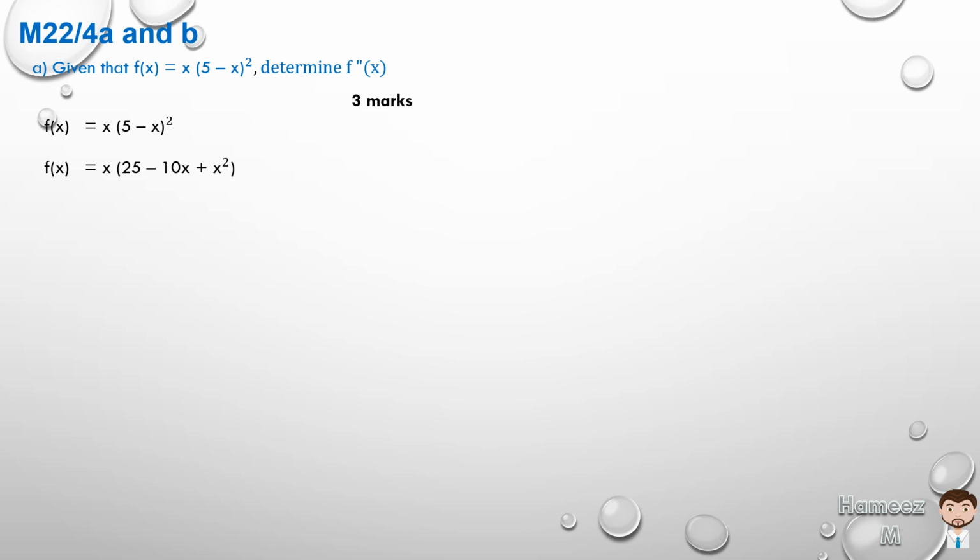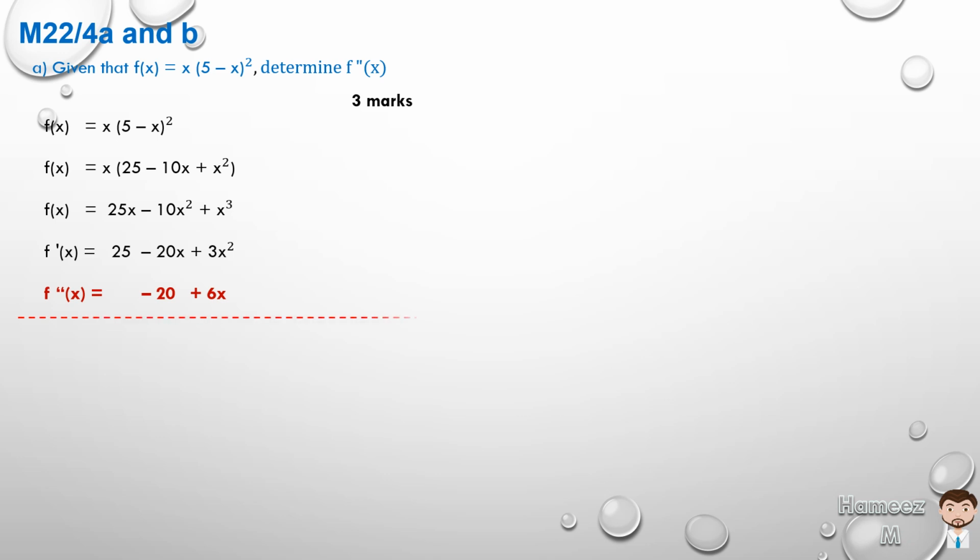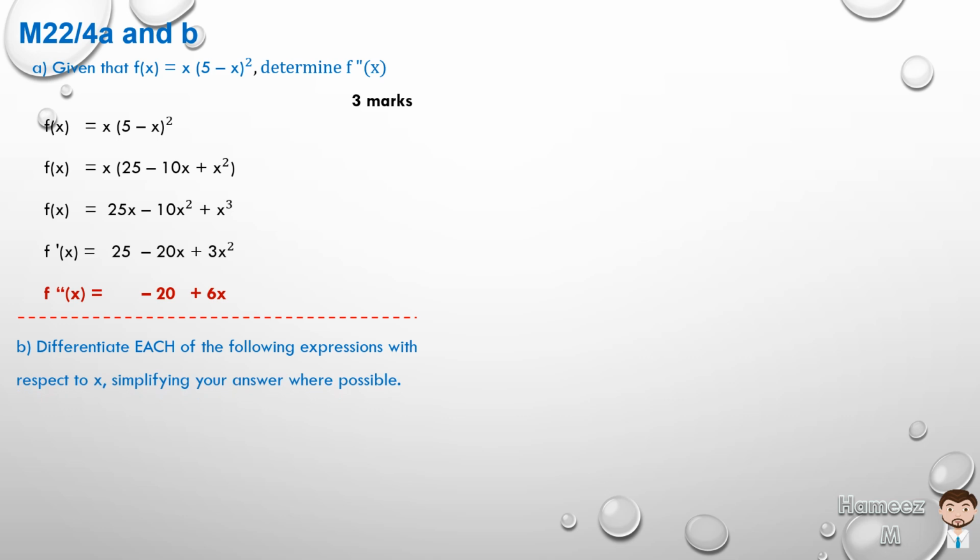And we can now multiply through by x, so that will give us 25x minus 10x squared plus x cubed. And if you want to find f bar x, or the differential of f of x, that will be 25 minus 2 tens are 20x plus 3x squared. And we want the double differential f double bar x, so that will be equal to minus 20 plus 3 twos are 6x.